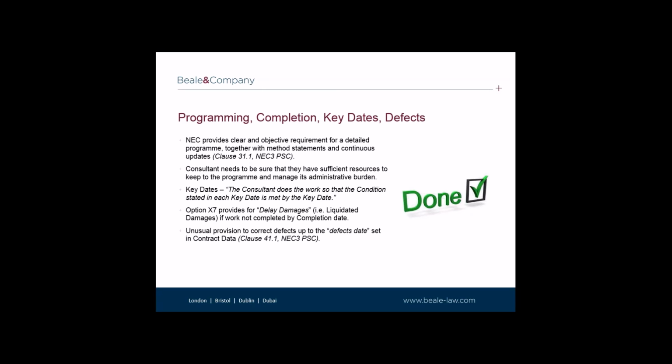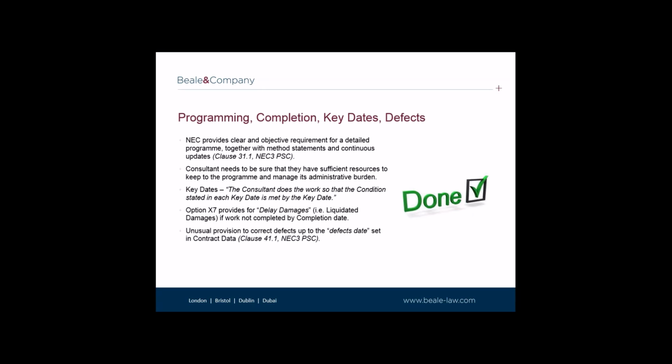Clause 41.1 imposes on the consultant an obligation to correct defects which are defined in the PSC as a part of the services which is not in accordance with the scope or the applicable law. The employer may notify such defects at any point up to the defects date, which, as stated in the contract data, is a date after completion of the whole of the services.